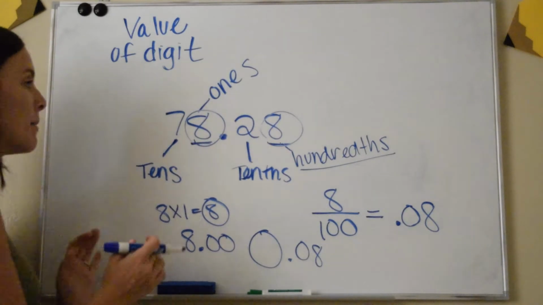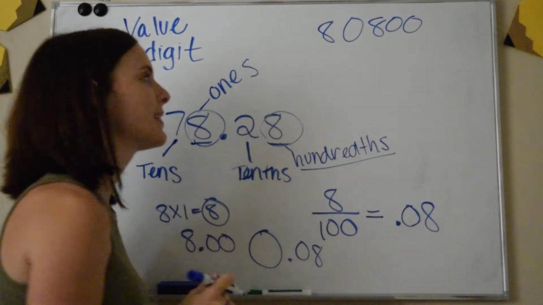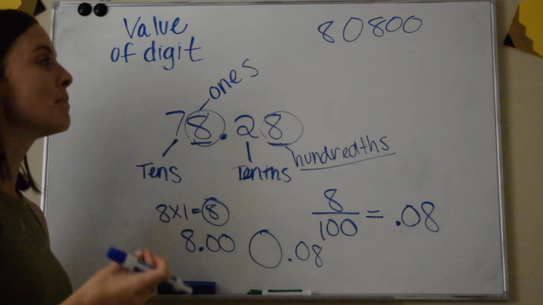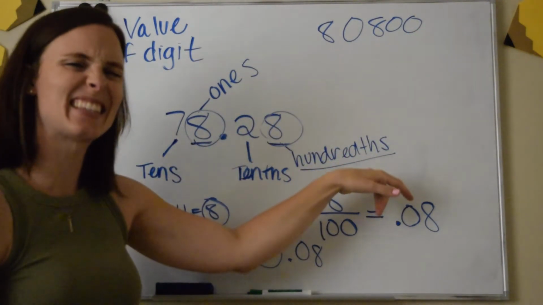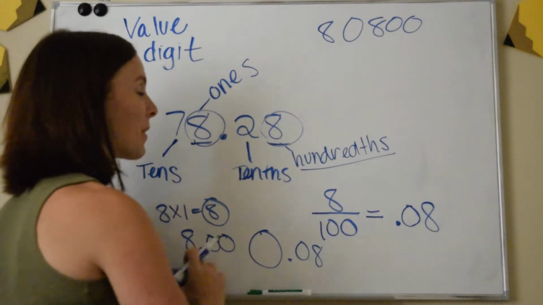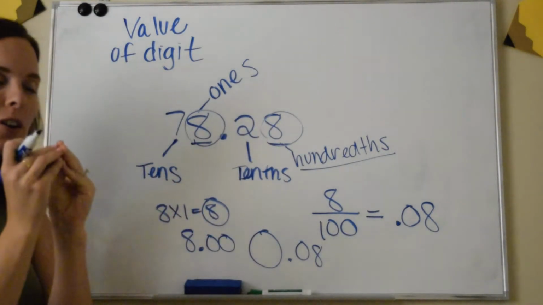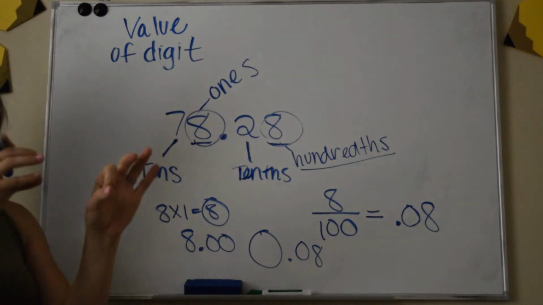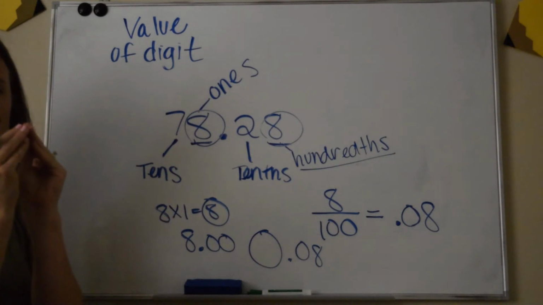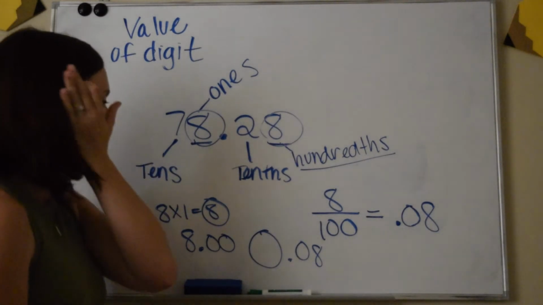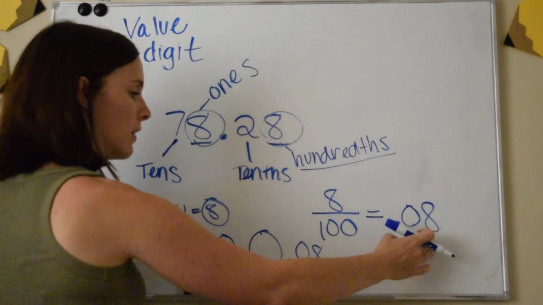Now remember, I'm not saying 8 hundredths, I am saying 8 hundredths. That's a very different number. It's not bigger. Remember, decimals are small. It's like you take a quarter and you take a penny out of it. It gets smaller and smaller and smaller, okay? So if I have 8 out of 100, it's the same thing as 8 hundredths.